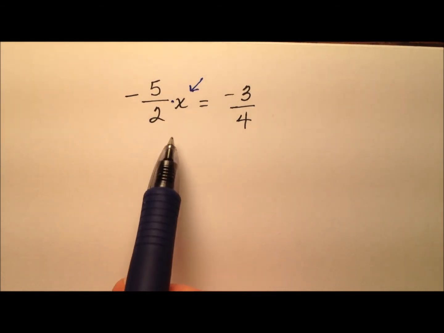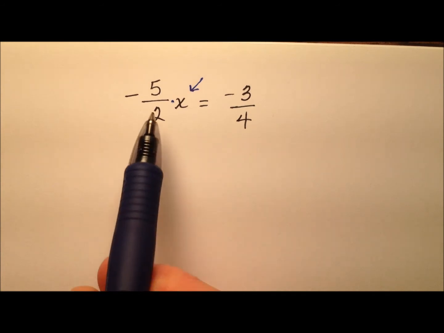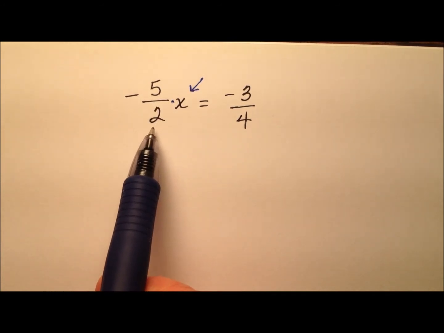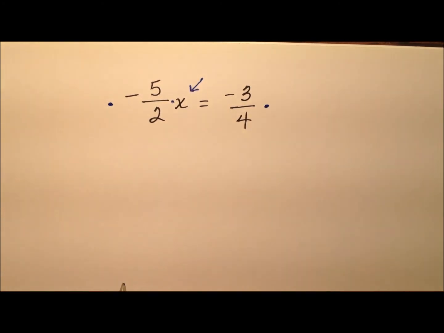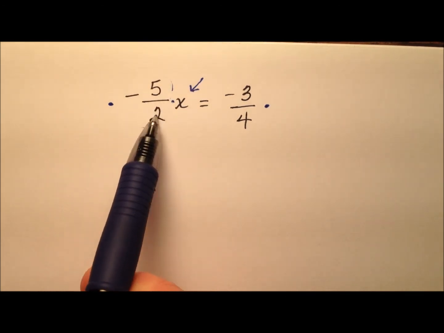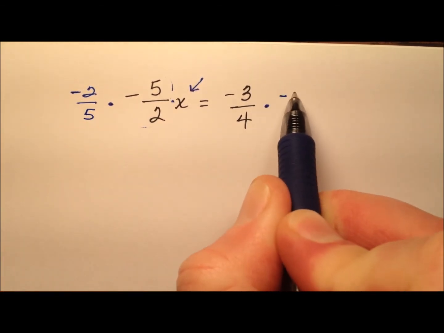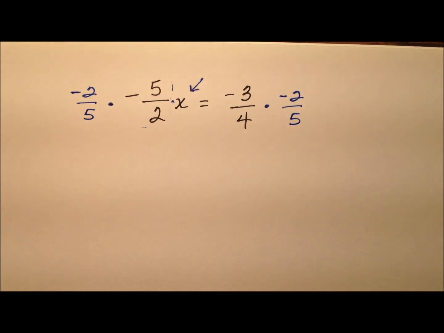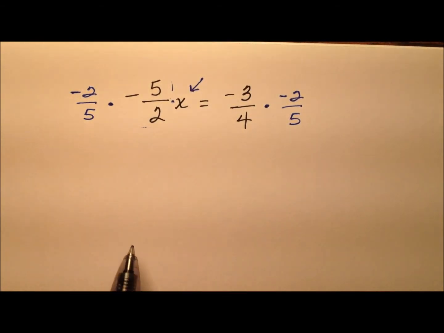So we could consider dividing both sides by this negative 5 halves. But remember that division by a fraction really is just multiplication by its reciprocal. So let's go ahead and multiply both sides of this equation by the reciprocal of this coefficient negative 5 halves, which will be negative 2/5. So I can use the multiplication property of equality here, multiply both sides of the equation by negative 2/5 to keep everything nice and equal.